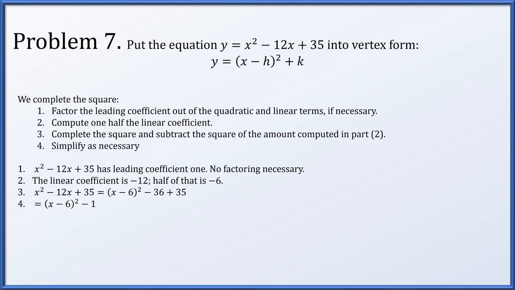Then we can simplify as necessary, and we get x minus 6 squared. The negative 36 plus 35 just becomes minus 1. And observe that it is now exactly in the form asked, x minus h as a quantity squared plus k, x minus 6 squared minus 1.